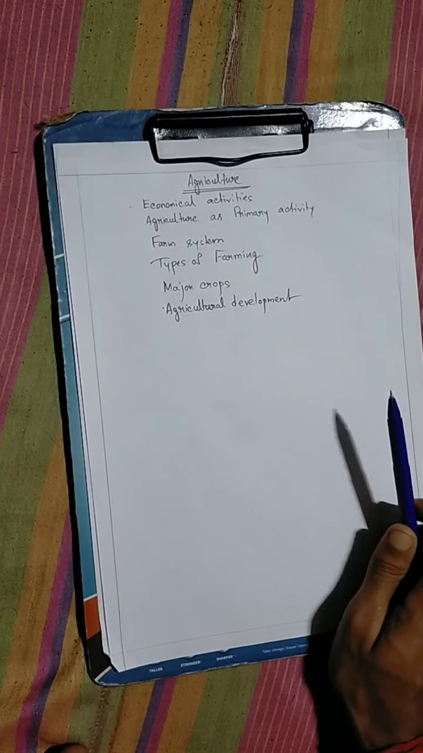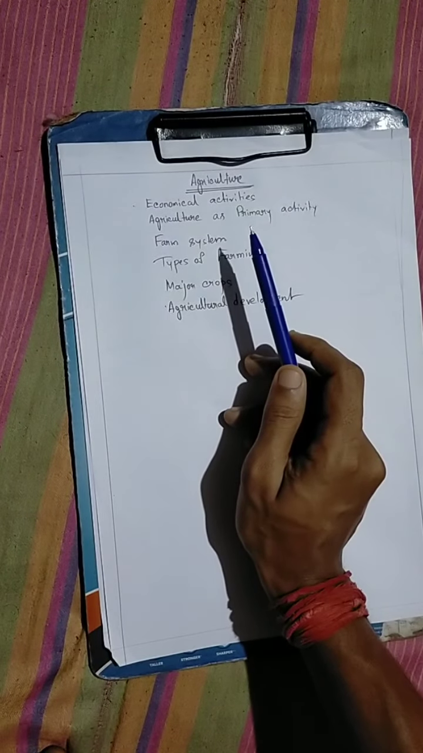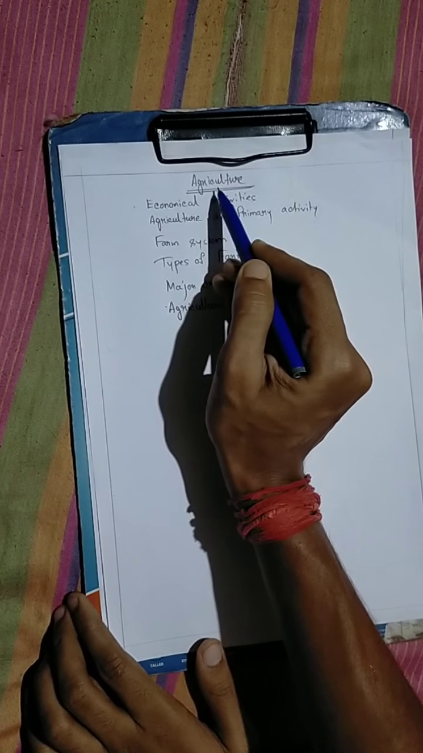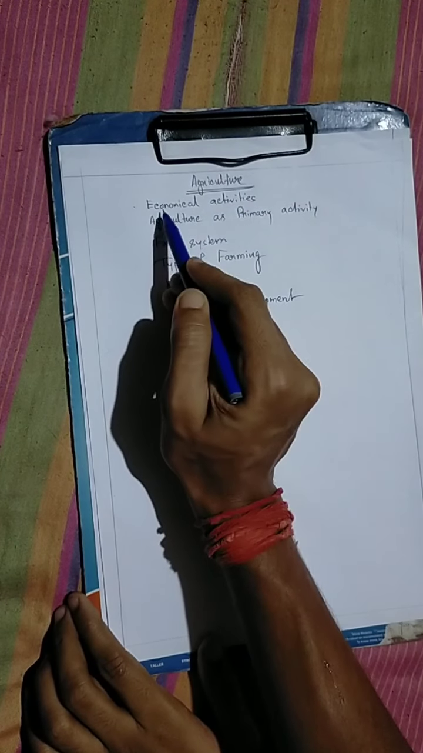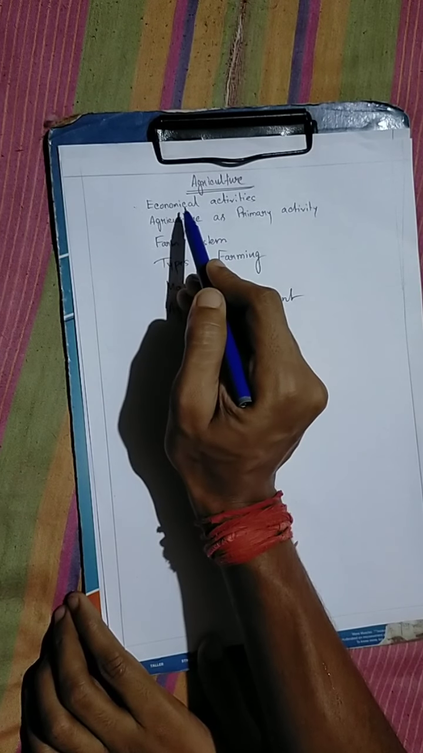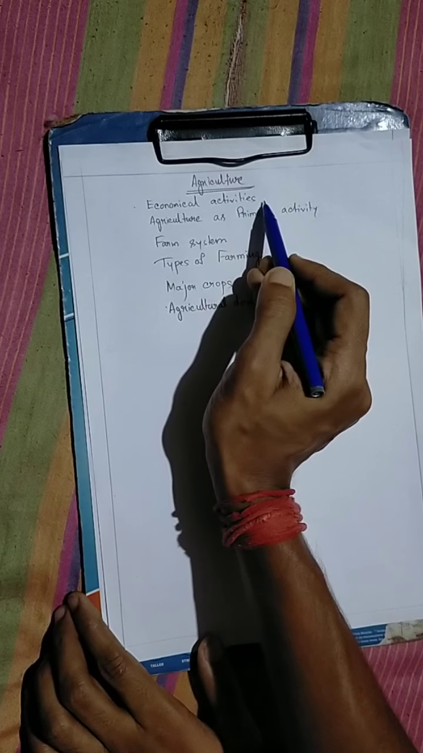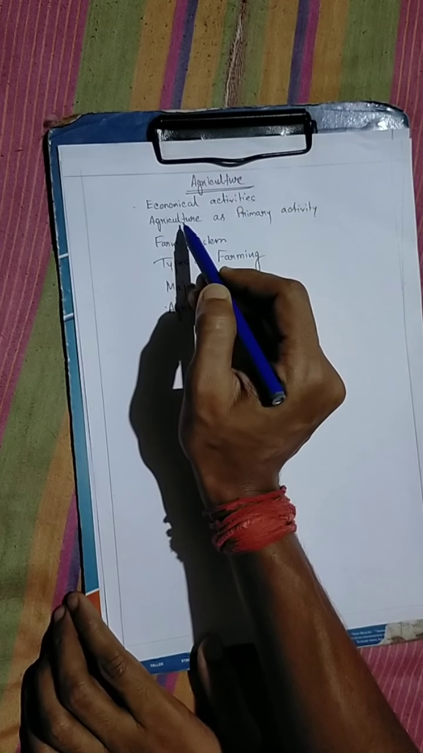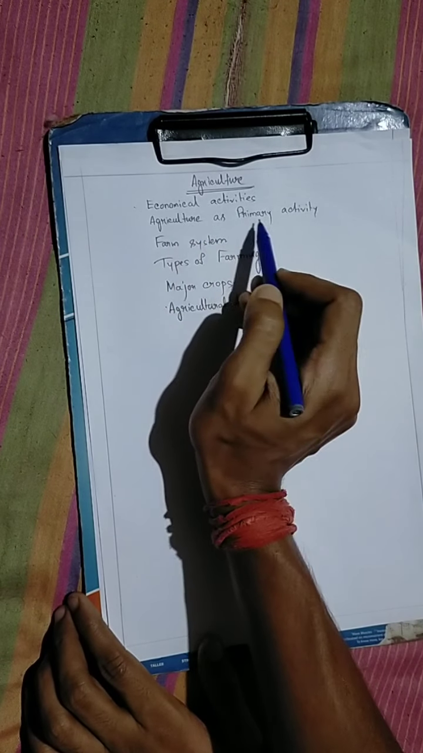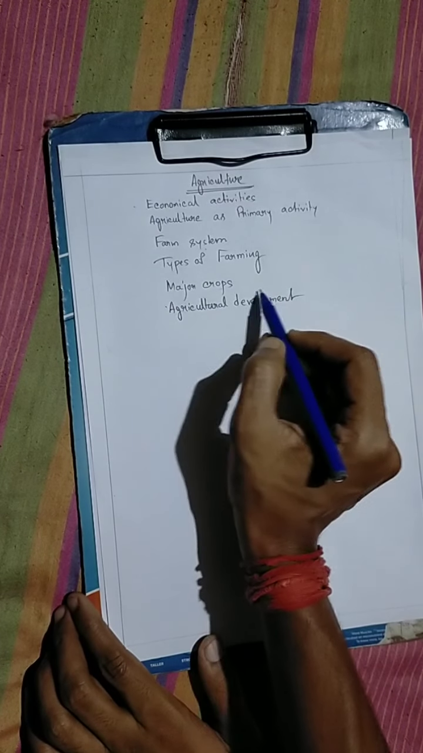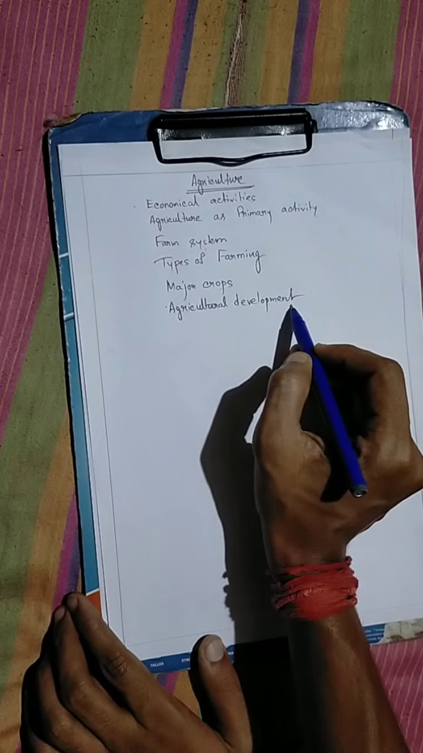Hello everyone. Today I am going to start a new chapter, agriculture. So here we will be learning about agriculture. Let us see what we will be learning from this chapter before going to the main discussion: economical activities, different economical activities. Then we see how agriculture is a primary activity, farm system, types of farming, major crops and agricultural development.